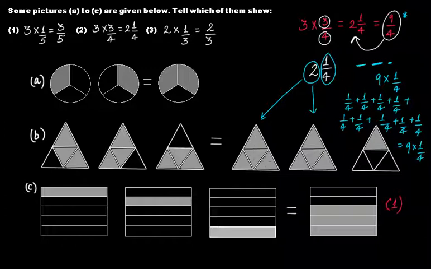1 by 4, 1 by 4, 1 by 4, 1 by 4, 1 by 4, 1 by 4, 1 by 4, 1 by 4, and this is the last 1 by 4. Okay, so this is 9 times 1 by 4, or another way to look at that will be with the help of this mixed fraction.